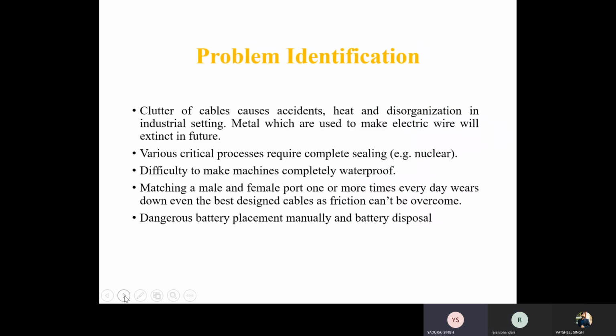So what are the problems that we face? First is faults in the cables. Second and third, making the system isolated for better sealing and waterproofing. Then we have the friction in the male and female parts, the wear and tear. Then replacing the backup battery with wireless power transfer, as batteries are basically dangerous.